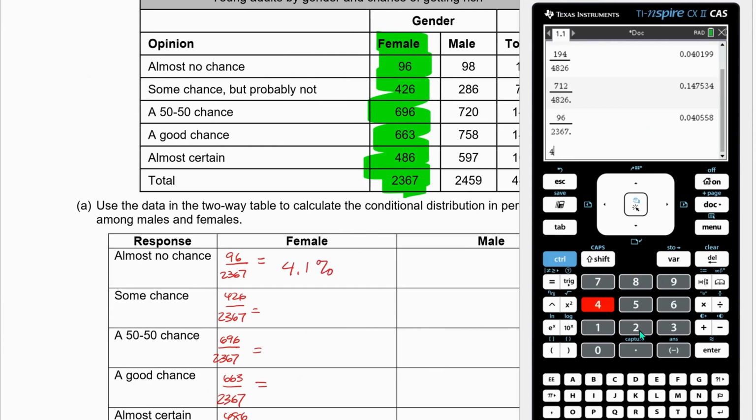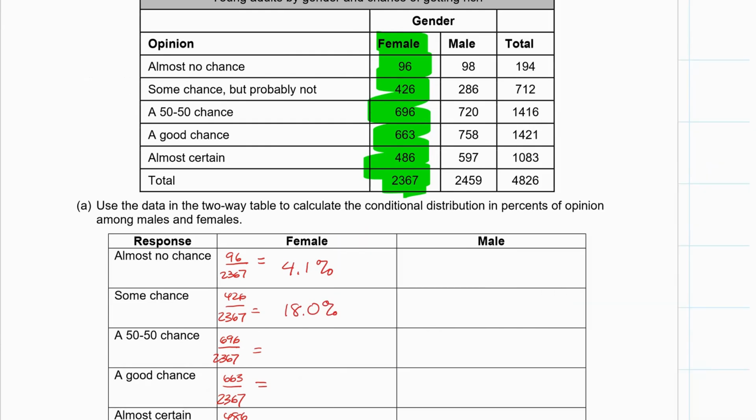Again, I can get that number as well, 426 divided by 2367. If I hit the control key first and then enter, then I get the percentage there as well. That rounds to 18.0%. And because it's not fun watching me just enter numbers in the calculator, I have all these other numbers calculated. 28%, 20.5%, right? And then again, that's what was going on with the males.